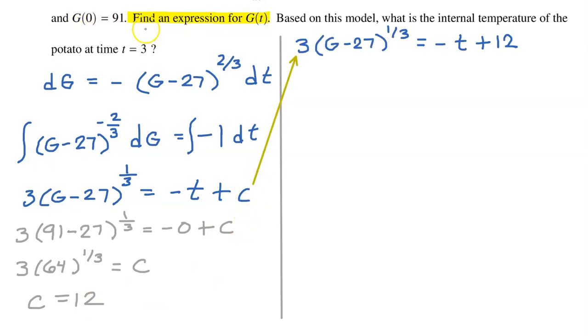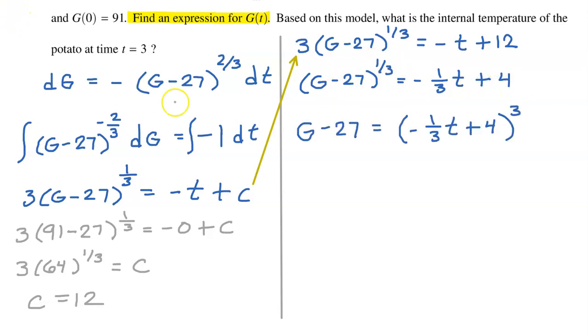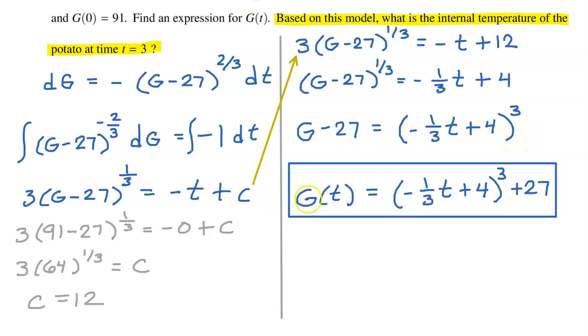We were asked to find an expression for g of t. That means we need to get g all by itself. Let's divide both sides of the equation by 3. Now I have this. I can get rid of this 1/3 power by raising both sides of the equation to the third power. Then finally, I can get g by itself by adding 27 to both sides of the equation. So this is the first half of what they asked us to find.